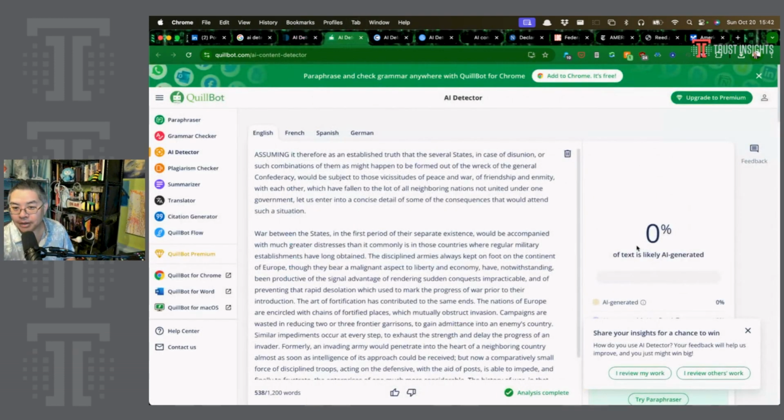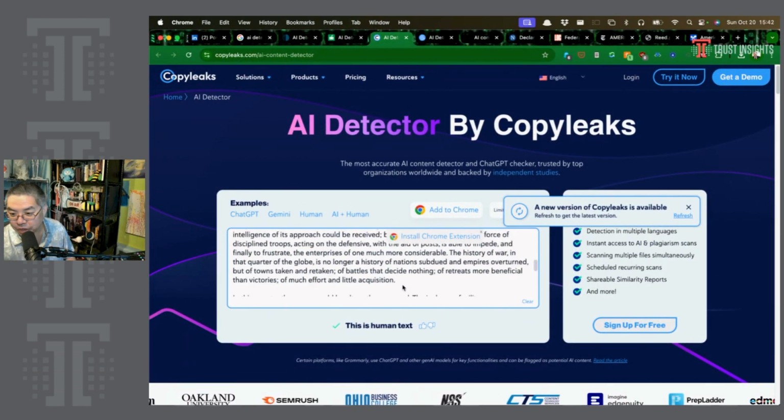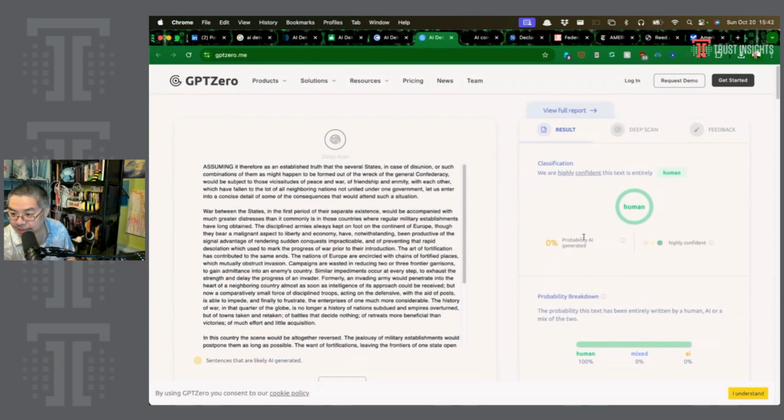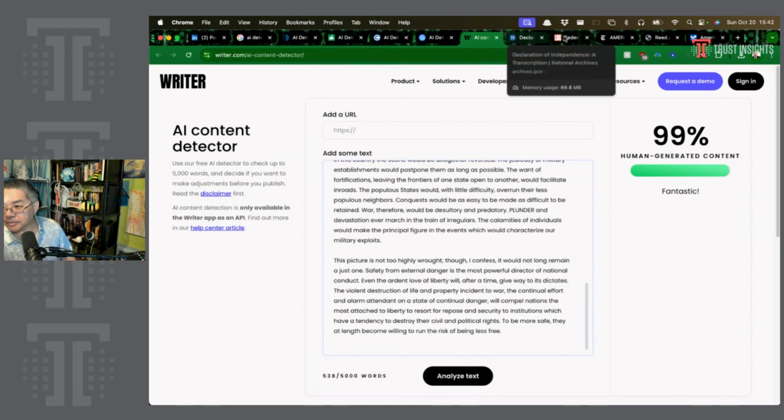Not a chance. Okay, Quillbot says 0% is likely AI generated. CopyLeaks just gives it a thumbs up. That's not super helpful. ZeroGPT says highly, and Writer says 99% human generated content. Okay, so Federalist Paper number 8 passes. Let's try something a bit more sophisticated.